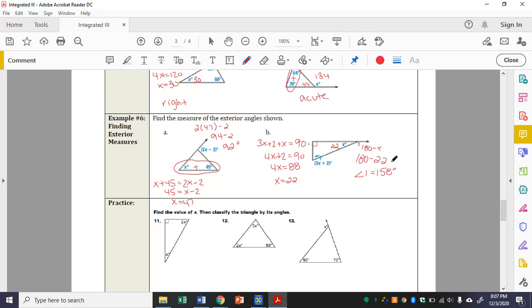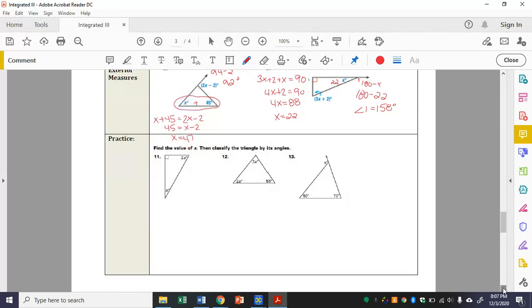Okay. So go ahead again and pause this video and try these three problems, 11, 12, and 13. You can try those. And also on the next page, you can try 14, 15, and 16. Try these 6 problems on your own. Again, you'll pause it, and when you unpause it, I will put the answers back up and we can go over them quickly.